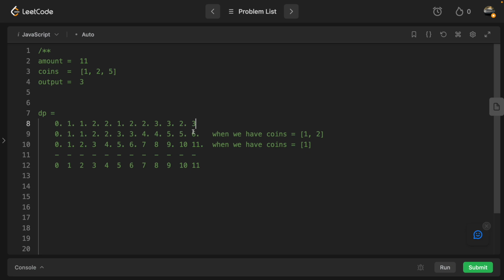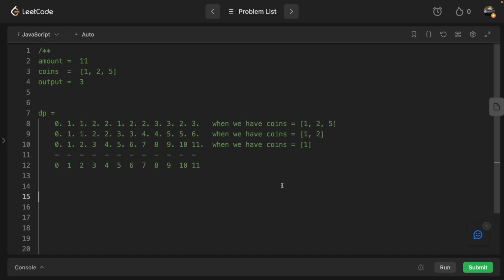So here is 3. And the answer is 3. You can see here 3 and 3 here. I will also denote it here when we have coin equal 1, 2, and 5. Do you see the pattern here? The pattern to get the final solution?